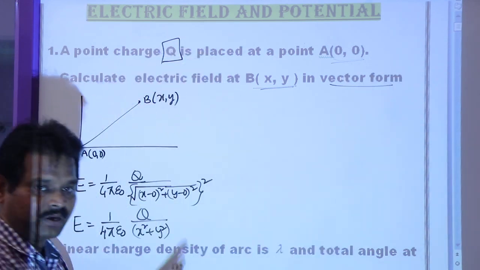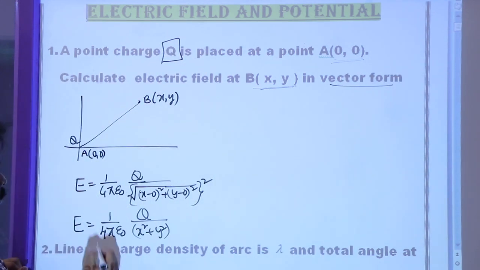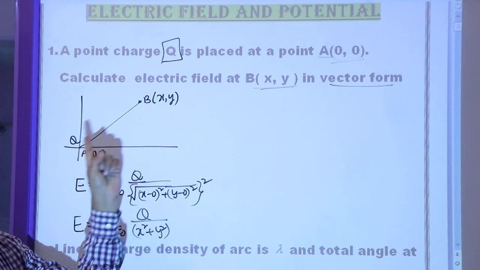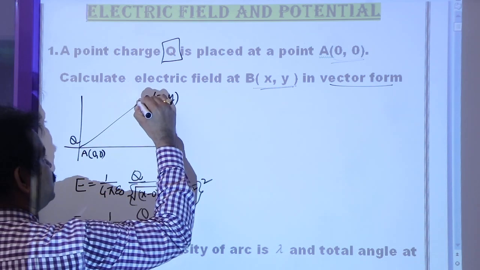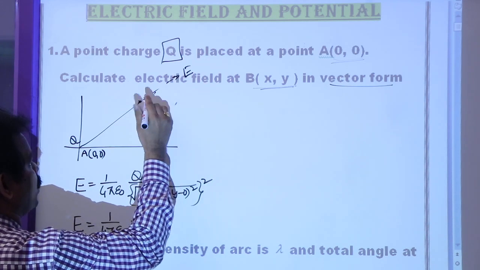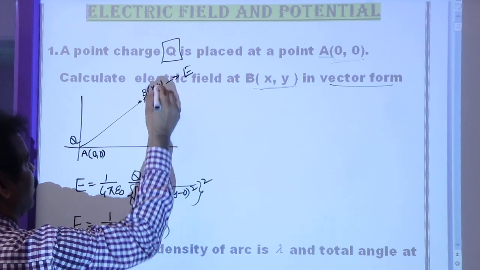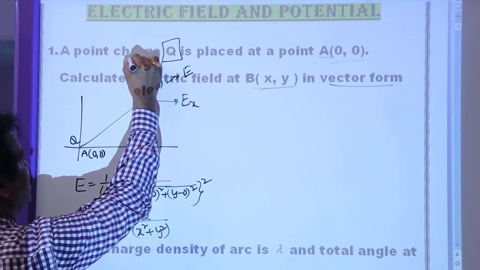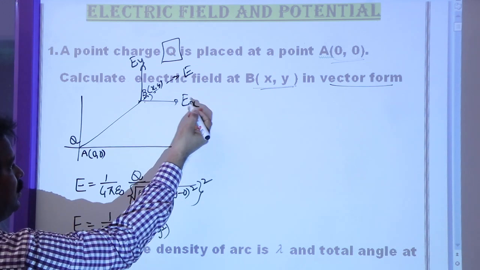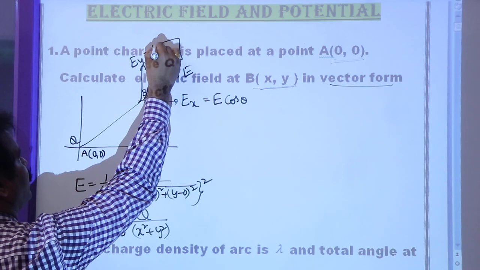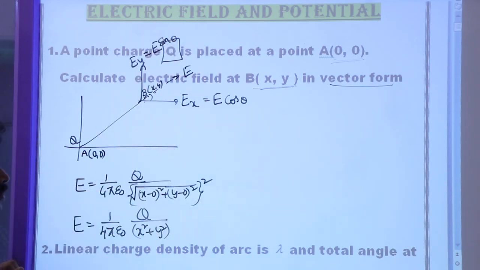Now, we are trying to find out this in vector form. So to find out this one, first if you take this point, the electric field due to this charge at this point always acts along the line joining this charge with that point. So this is the direction of the electric field. Now you can resolve this into two components. If it is x comma y, you resolve these two components. One is Ex, the other one is Ey. So what is Ex? We can write this as E cos theta, and Ey as E sin theta.